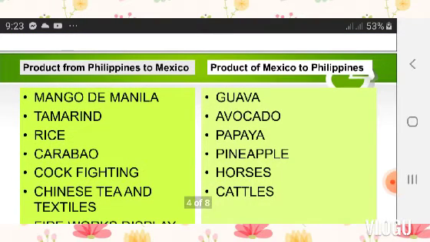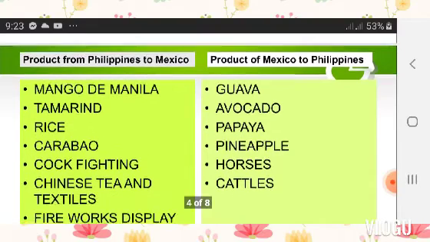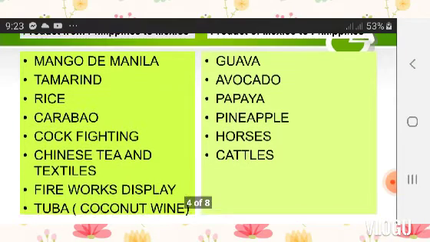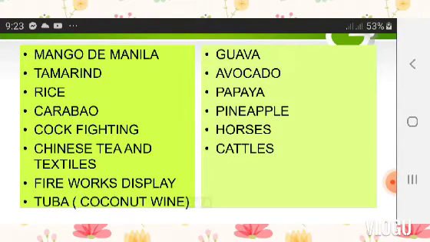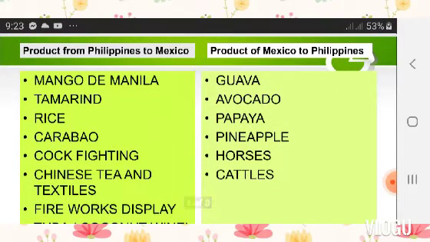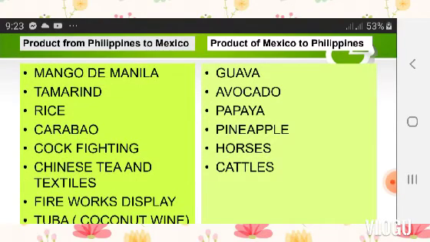The products from the Philippines to Mexico: mango de Manila, tamarind, rice, carabao, cockfighting, Chinese tea and textiles, fireworks display, and tuba or coconut wine. And the trading from Mexico to the Philippines was guava, avocado, papaya, pineapple, horses, and cattle.